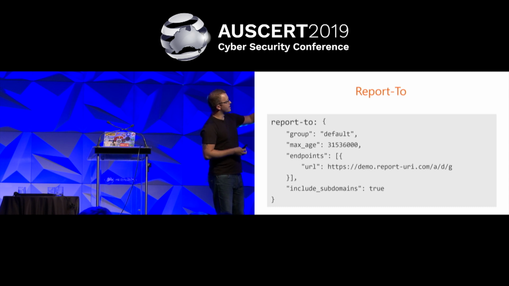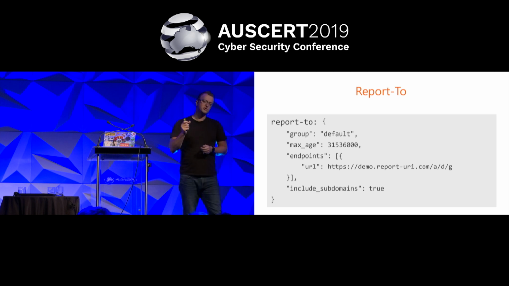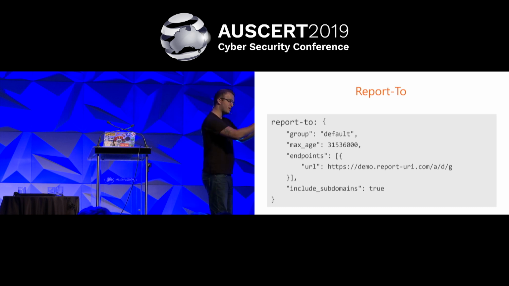So you have to create a reporting group. You can see here on the first line, my group, I've just called it default. You can call it whatever you wish. So I have a group called default. The next one, the max age, this is the number of seconds that the browser should cache and remember this setting for. And this is where a little bit of the magic happens, because you connect to my website now, everything's working, but you connect tomorrow and it fails. The browser obviously has to remember what to do when it fails. So this is the key part here.